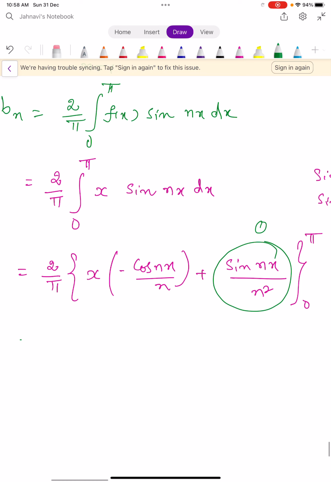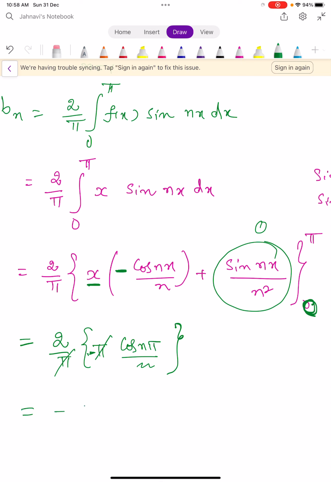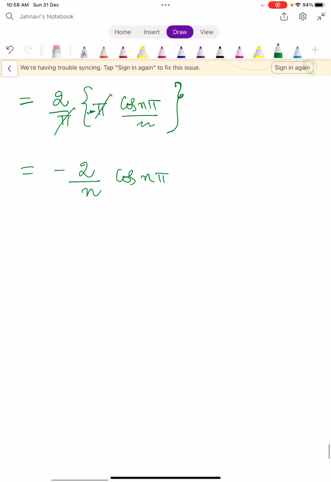So you get the value for the first one. 2 by pi, I am substituting the upper limit. Pi, I get minus, so minus pi cos n pi by n. And whenever you substitute the lower limit 0 in place of x, it is also 0. This pi gets cancelled. You get finally minus 2 by n cos n pi. What is cos n pi? Everybody knows that cos n pi is equal to minus 1 power n. So you simply write 2 by n, minus 1 power n plus 1.